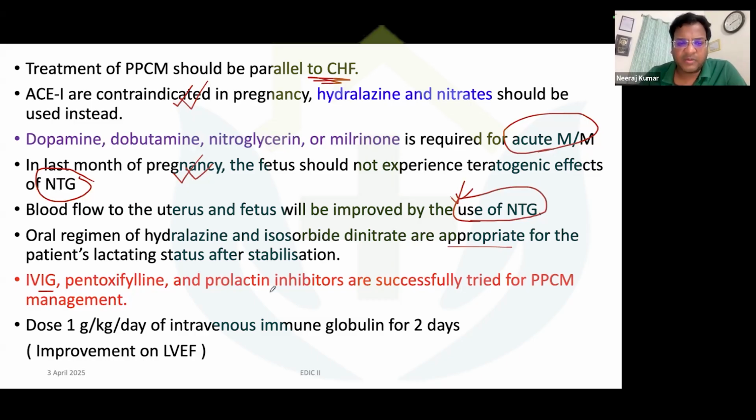IVIG, pentoxifylline, and prolactin inhibitors have been successfully tried. So these are some of the other options. And the dose is 1 gram per kg body weight IV for 2 days. And how will you know the improvement? By checking for the improvement in left ventricular ejection fraction.